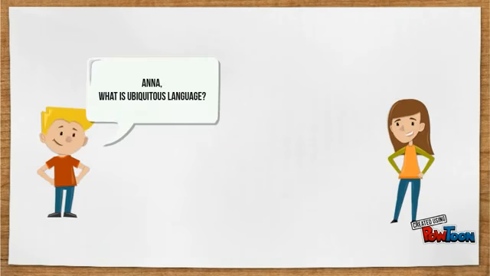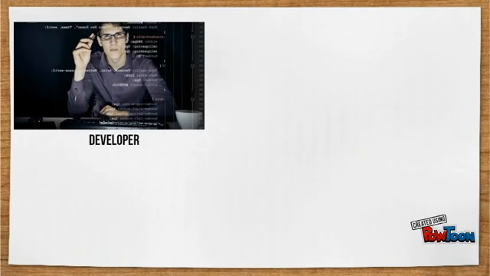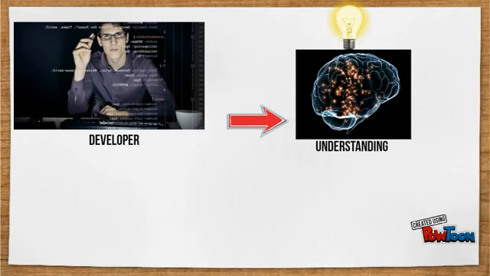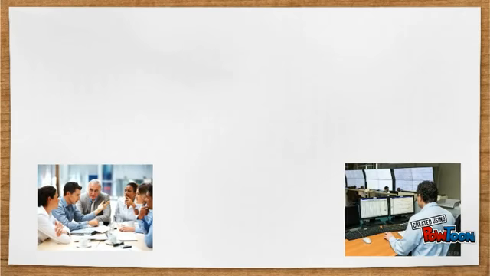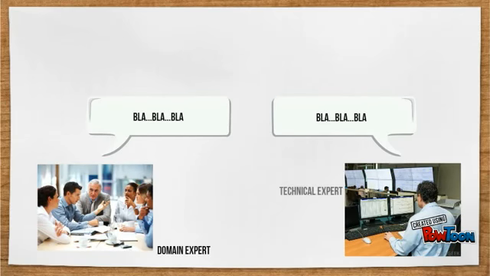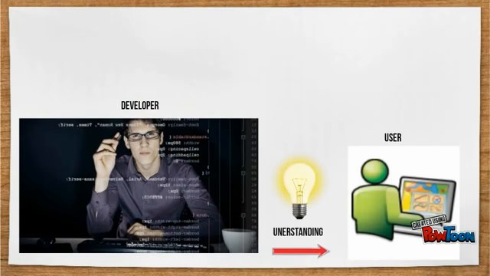Anna, what is ubiquitous language? This is an approach which helps the developer gain a better understanding of the user's business domain through the use of the domain expert's vocabulary. Naturally, the domain expert's and technical expert's vocabulary is not the same. The purpose of this process is for the developer to have a greater understanding of the user.